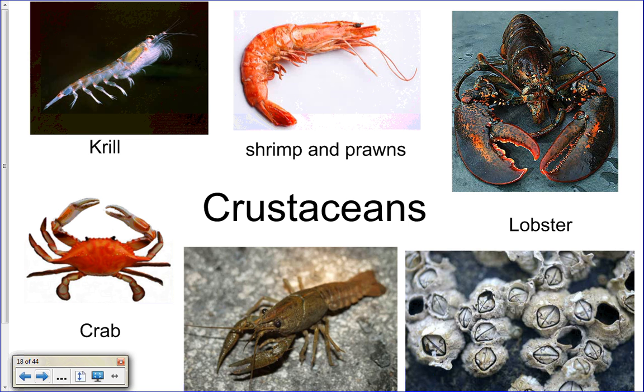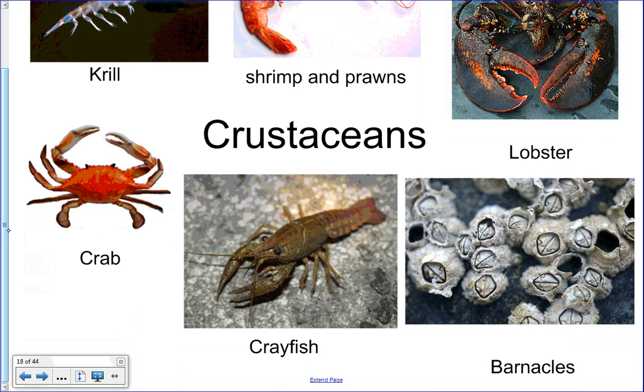This picture is just to show you some of the different kinds of crustaceans that you can find. So you can see a picture of the krill, of the shrimp and prawns, lobster, crabs, crayfish, and barnacles.